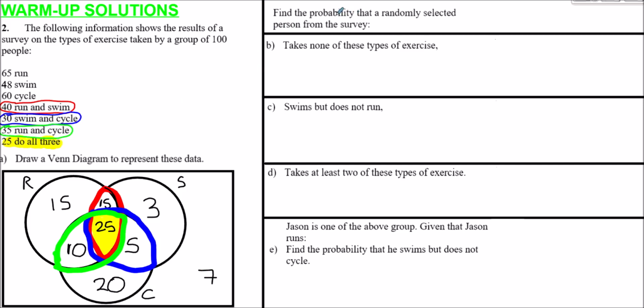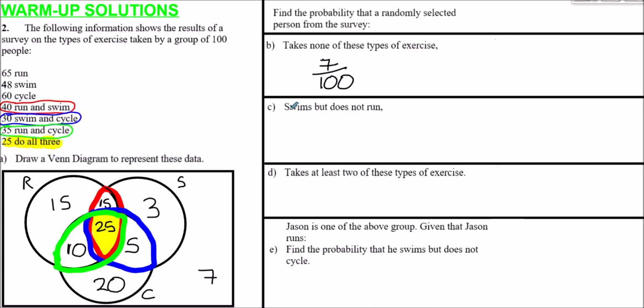So that's part A. Based off these results, the rest is actually much easier. So part B, what's the probability from this survey that a randomly selected person takes none of these types of exercise? Well, 7 people out of 100 don't take any forms of these exercise. So that's just simply 7 over 100.